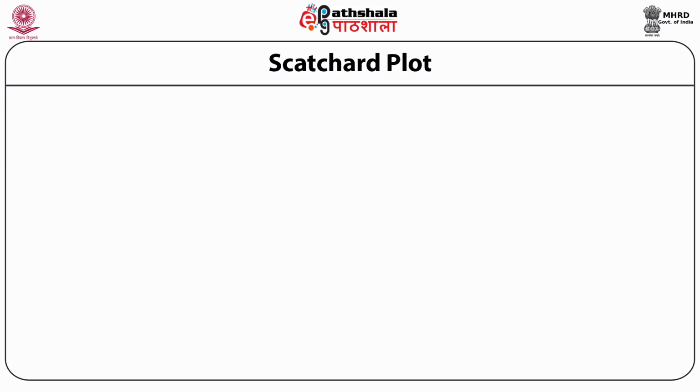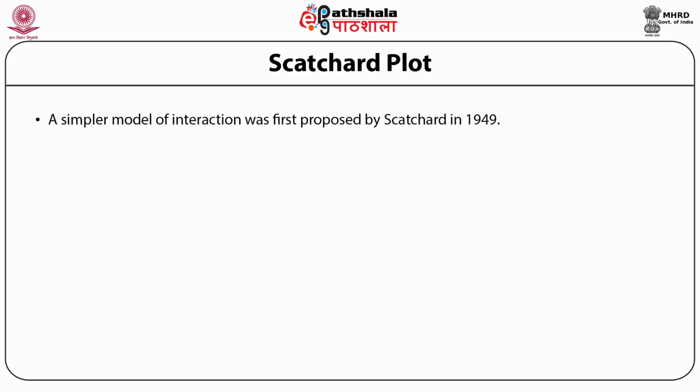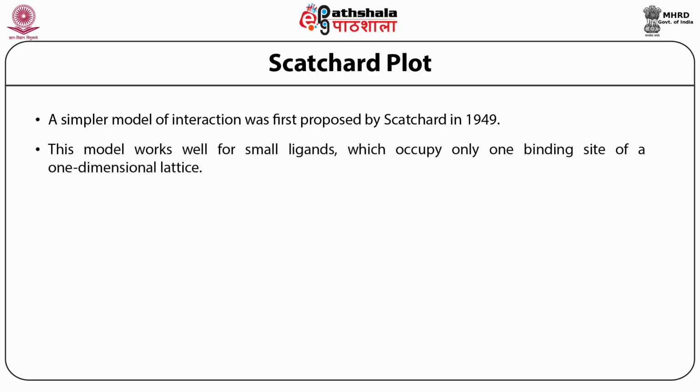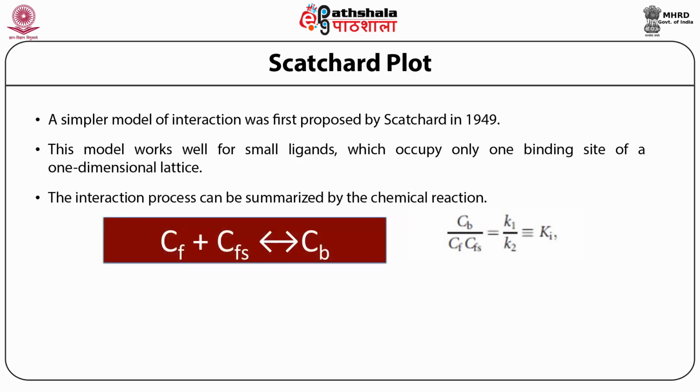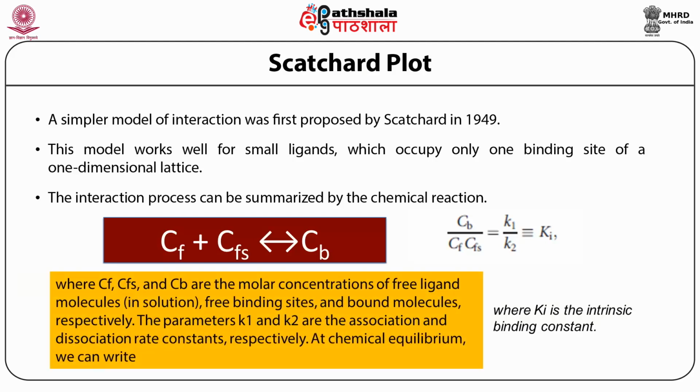Here we define the Scatchard plot. It is a simple model of interaction which was proposed by Scatchard in 1949. This model works well for small ligands which occupy only one binding site of a one-dimensional lattice. The interaction process can be summarized by the chemical reaction, for example CF plus CFS gives CB, where CF is the molar concentration of free ligand in solution, CFS is the free binding sites, and CB is the bound molecules.